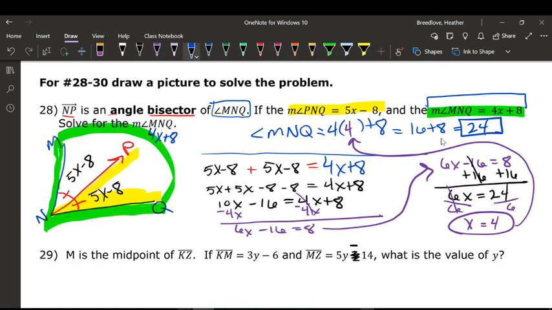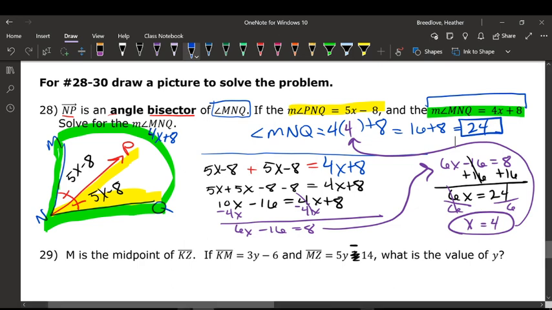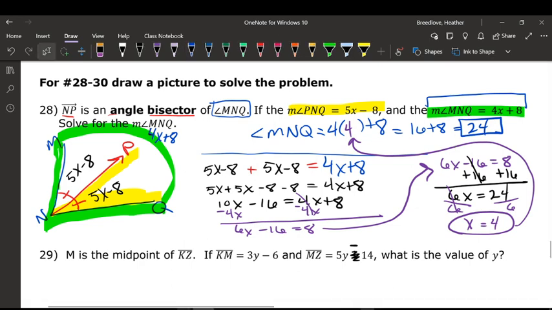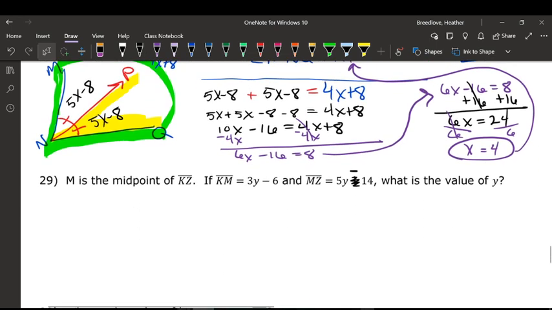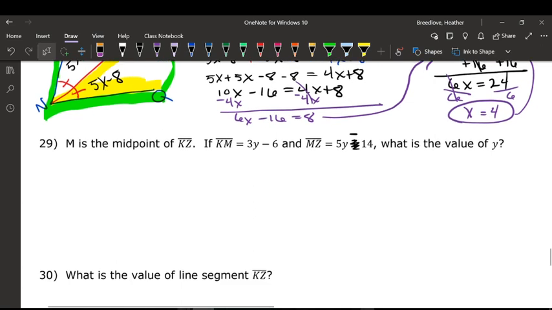All right, so number 29, there is a correction on number 29, right here. MZ, it says MZ equals 5y plus 14. We need to make that 5y minus 14. Because if we don't change it, we end up with everything being a negative side length, and we can't measure with a tape measure a negative length. It doesn't make sense. So we need that positive to be a negative.